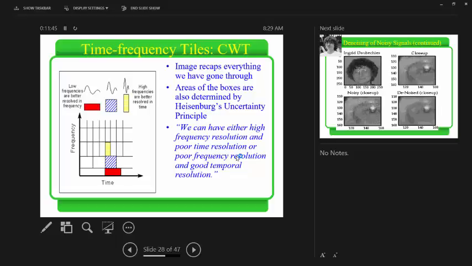Yes. Very good. So for this uncertainty, it says the following. We can have either high frequency resolution and poor time resolution, or poor frequency resolution and high time resolution. So when we talk about low frequencies, it is better to analyze the signal in the frequency domain, because in low frequency I have higher resolution. From where did I get this?